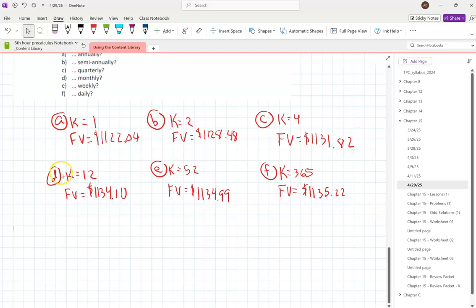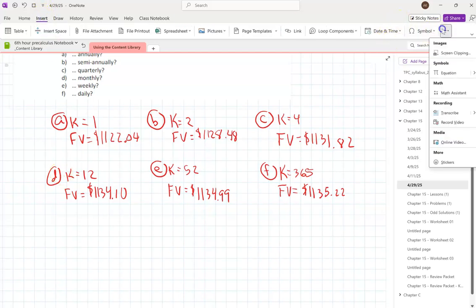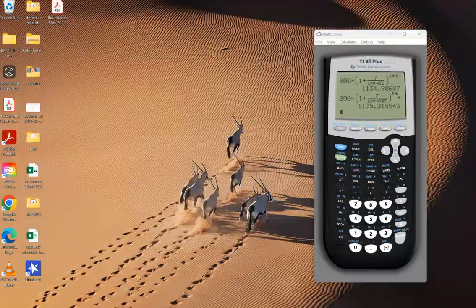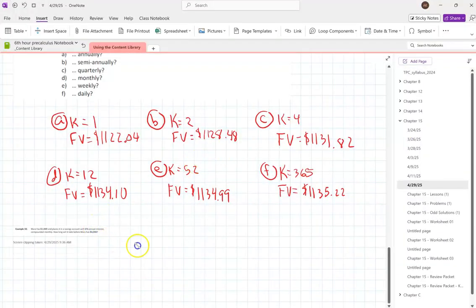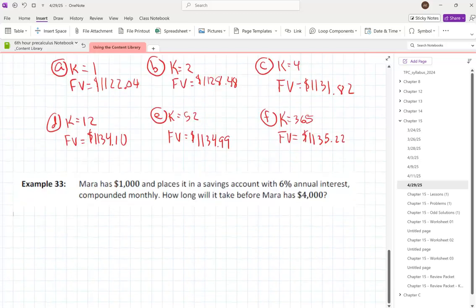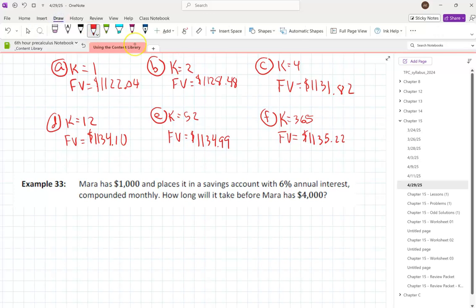All right, let's do a couple more examples. I think I have 2 more examples and we're going to be done with everything that I'm planning to do today. So this next one says Mara has $1,000 and places it in a savings account with a 6% annual interest compounded monthly. How long will it take before Mara has $4,000?